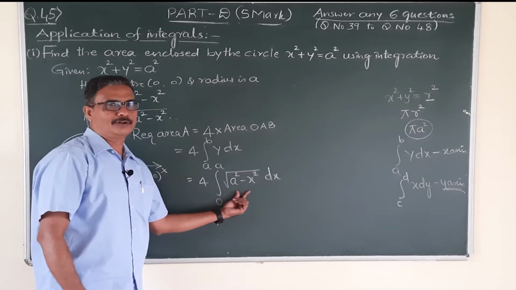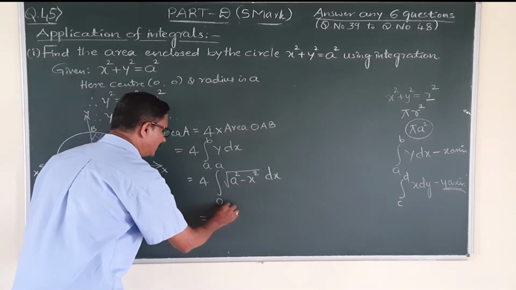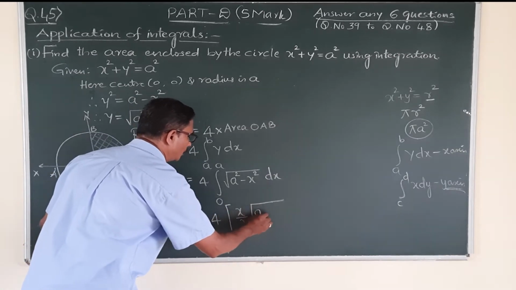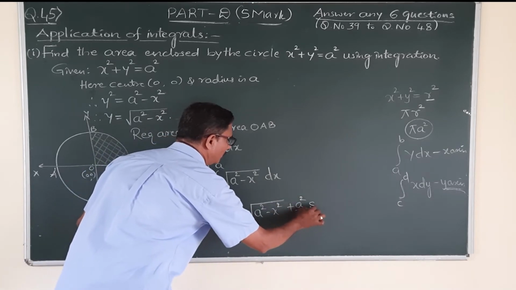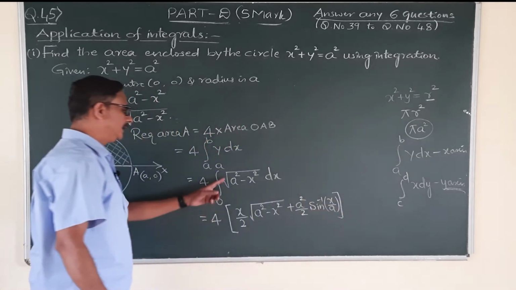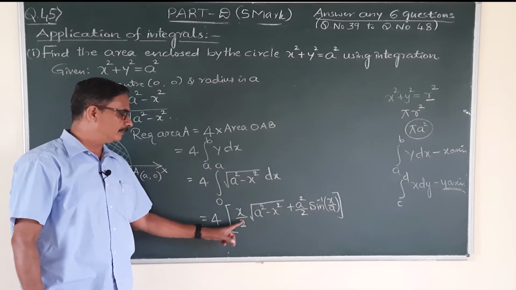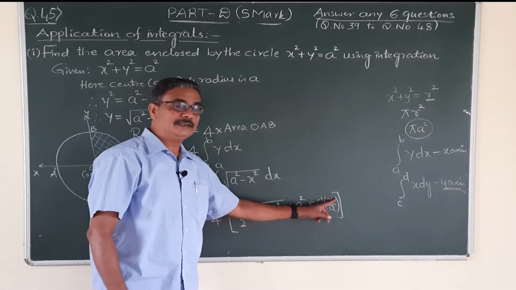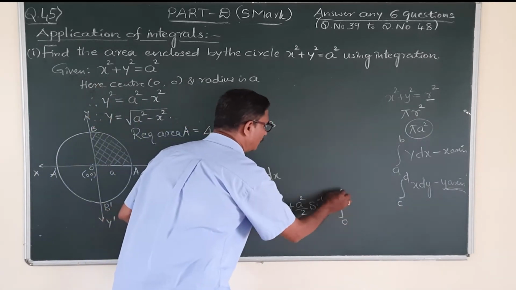Now remember this formula. The integral of root a square minus x square is equal to x by 2 under root a square minus x square plus a square by 2 sin inverse of x by a. Remember this formula and practice it. Okay, between the limits 0 to a.